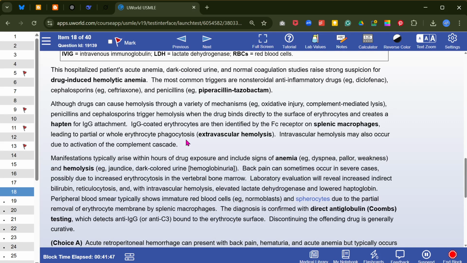Peripheral blood smear typically shows immature red blood cells, normoblasts, and spherocytes due to partial removal of the erythrocyte membrane by splenic macrophages. The diagnosis is confirmed by direct antiglobulin or Coombs testing, which detects anti-IgG bound to the erythrocyte surface. Discontinuing the offending drug is generally curative.